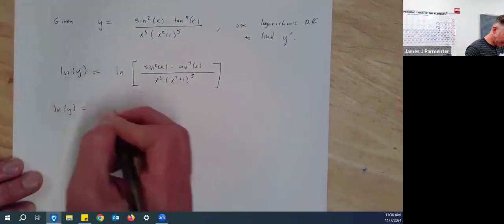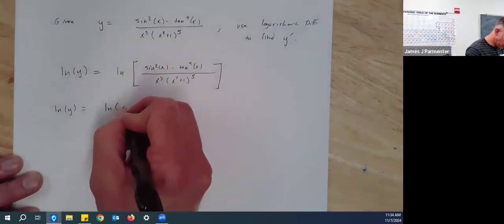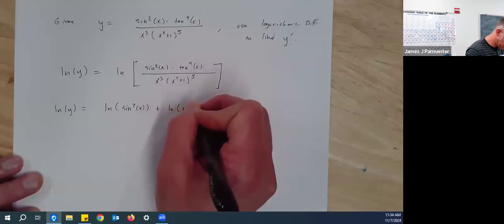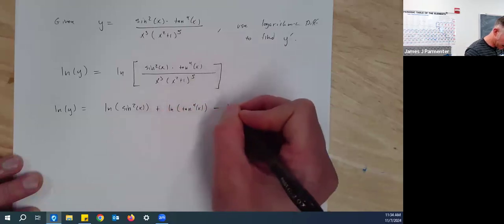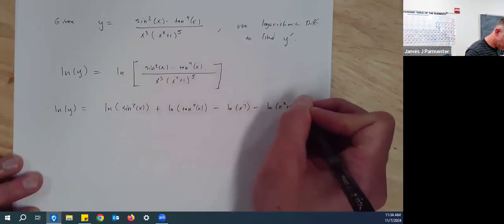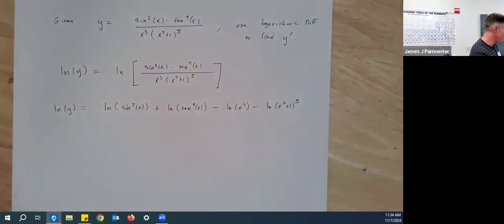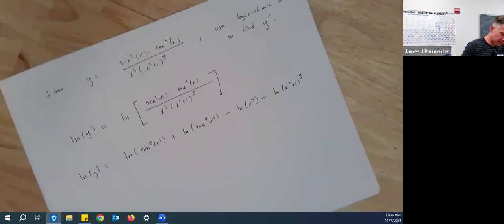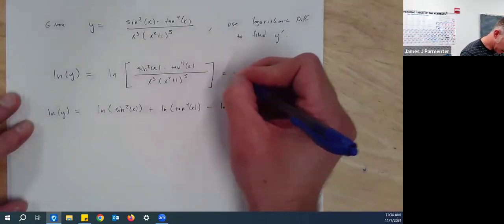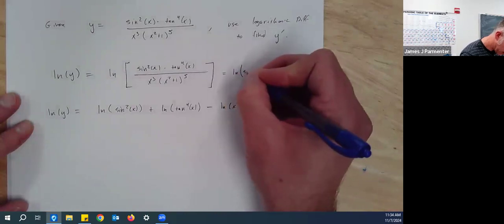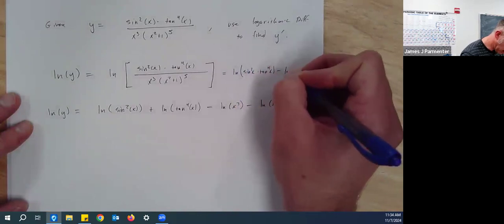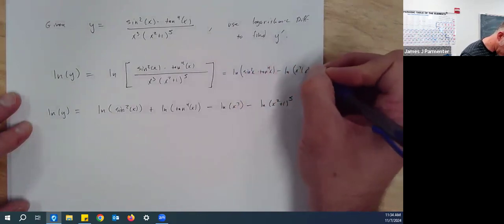I'm going to break up the right-hand side as the natural log of sine squared of x plus the natural log of tangent to the 4th of x minus the natural log of x cubed minus the natural log of x squared plus 1 to the 5th power. I think that is a reasonable first step. If you don't like that first step, you could have started off by first just writing it's the natural log of the top stuff, sine squared x times tangent to the 4th x, minus the natural log of the bottom stuff, which is x cubed times x squared plus 1 to the 5th.